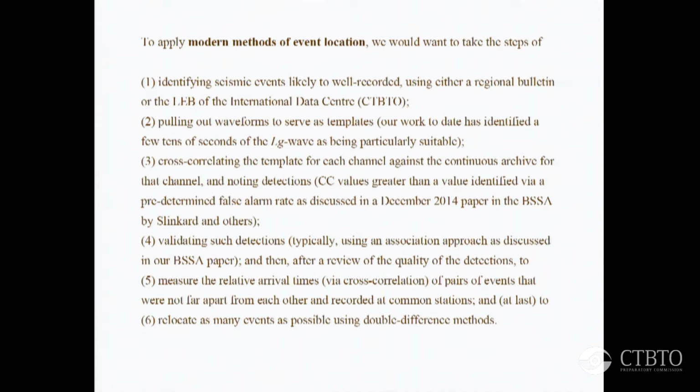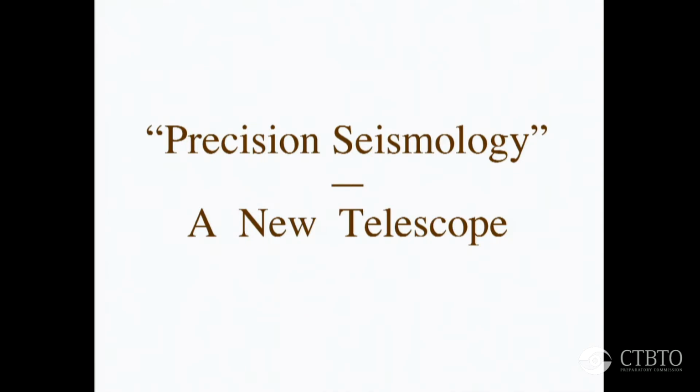To apply modern methods, there are 6 steps: identifying seismic events likely to be well recorded and to be made the basis of templates; to cross-correlate the template against a continuous archive; to validate detections, preferably by, well, there's a number of different ways to do that; to measure relative arrival times via cross-correlation of pairs of events; and to relocate as many events as possible using double difference. So broadly speaking, I see this as the new telescope in our field.